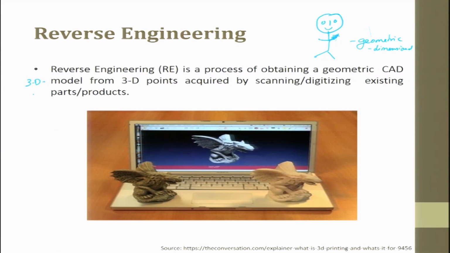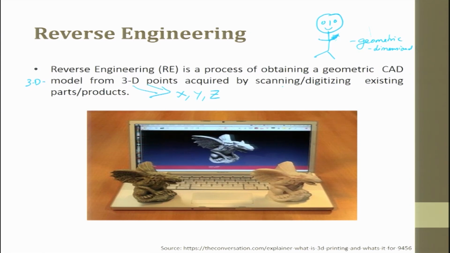Because 2D you have to do it in isometric, you have to cut and paste, and then you try to get a 3D, or if you can directly draw a 3D model, it is good. 3D model from 3D points. So, that means to say the points are whatever points you get, it will be in X, Y, and Z, 3D points. Okay, acquired by scanning or digitizing.